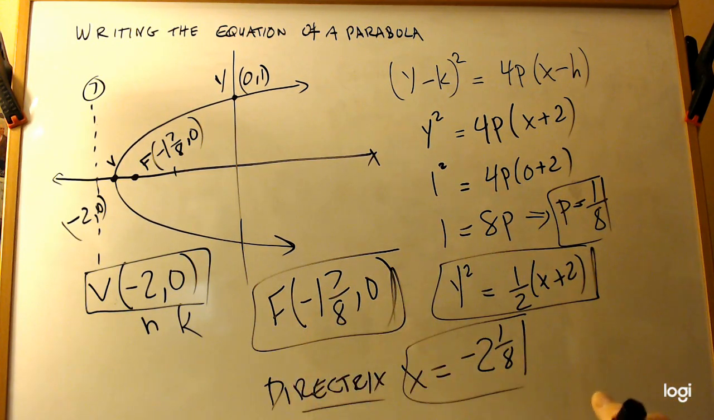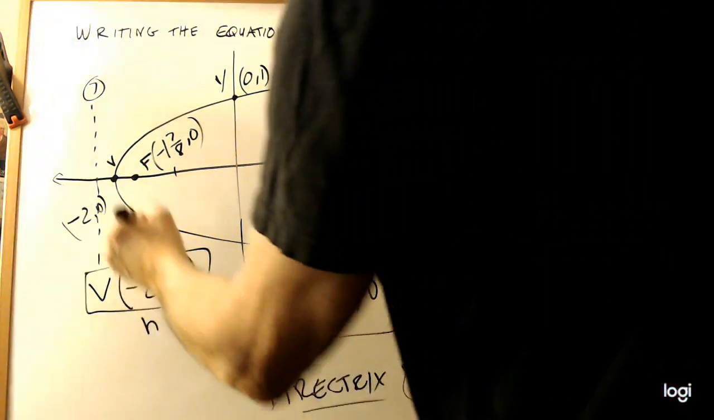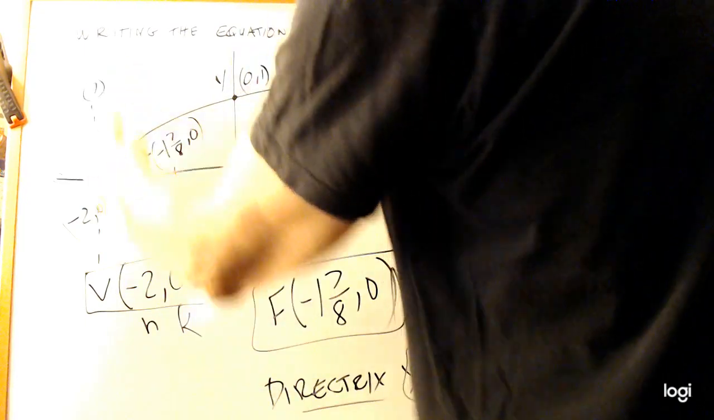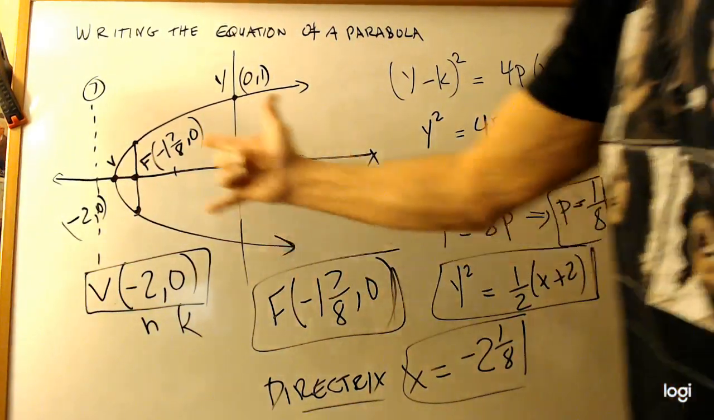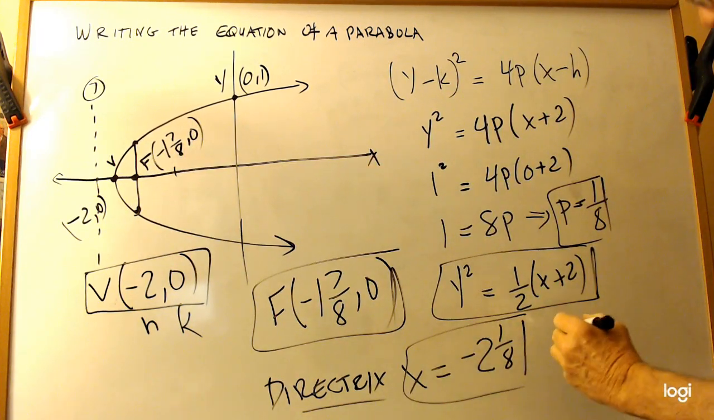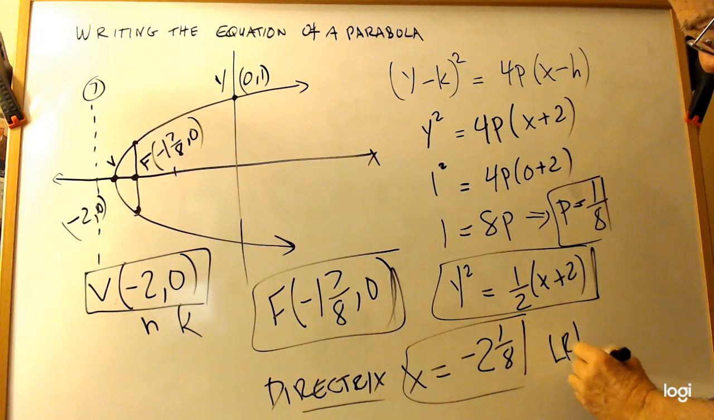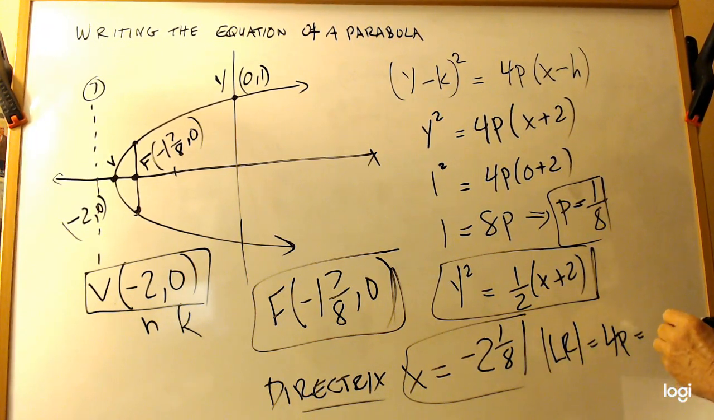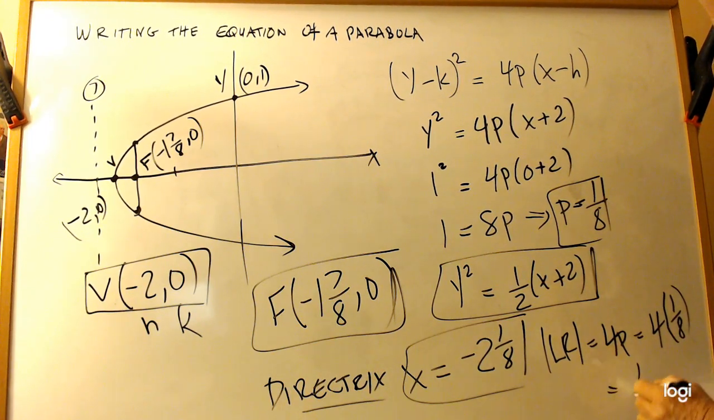Okay, the last thing we typically do is the length of the latus rectum. The latus rectum goes through the focus perpendicular to the main axis, and what we're looking for is this length. We're supposed to know that in a parabola it's 4p. Since p is 1/8, you get 4 times 1/8. So the length of the latus rectum is 1/2 unit. Okay, so that would finish up what I wanted to do.